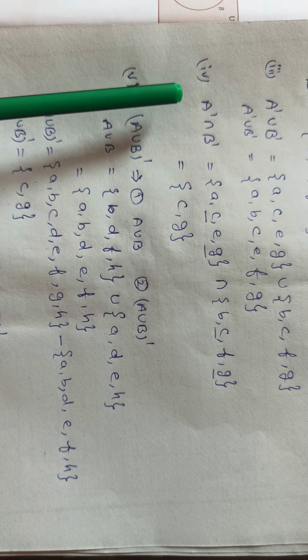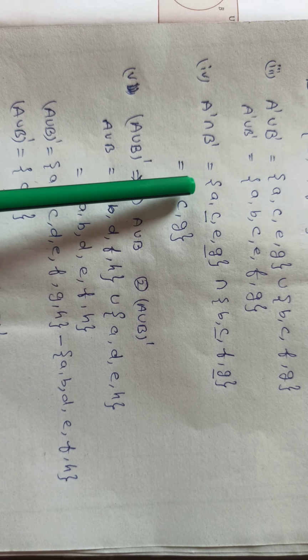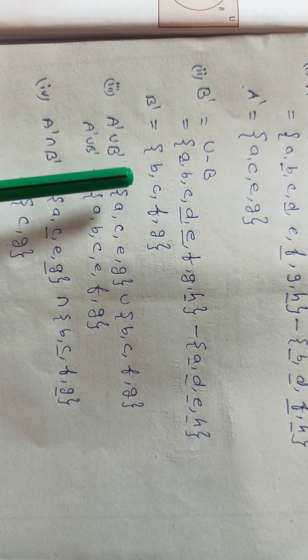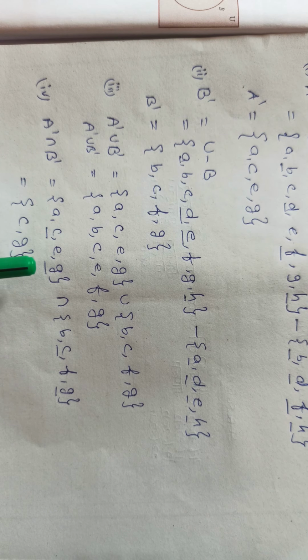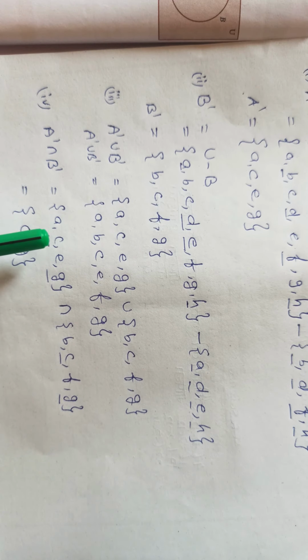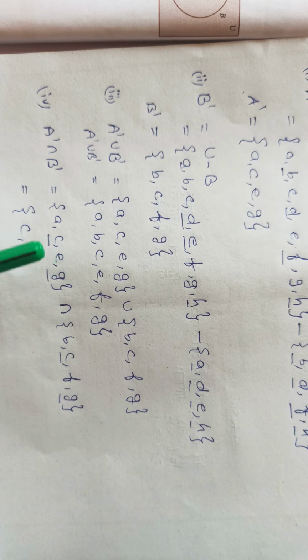Next, our question is A dash intersection B dash. So A dash, as we know from the top, is nothing but A, C, E, G, and B dash, we know from the top, is B, C, F, G. We write both the values. You don't need to calculate this in between, because the question is in the same problem, so we can write like this. Once it is asked separately, then you have to find both. Then we find the common elements of it. So the common elements are C and G. C is common in both, G is common in both.